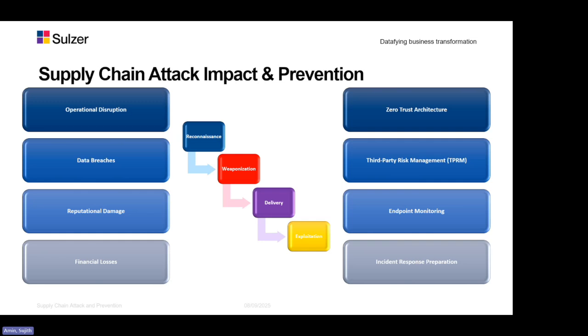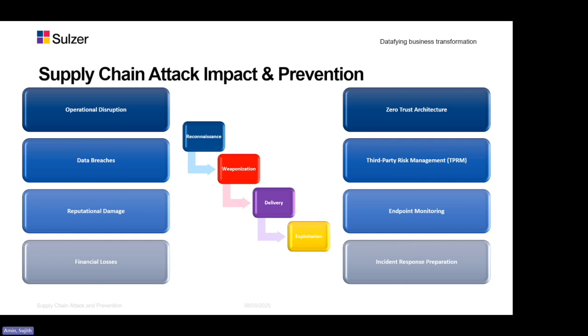In financial losses, there might be two types of losses: direct cost and indirect cost. Direct costs are the expenses related to incident response, system recovery, payment if ransomware is involved, and also legal fees. And in indirect costs, there is loss of business opportunity, cancellation of contracts, and revenue drop caused by operational downtime. So these are the impacts which happen when a supply chain attack occurs.